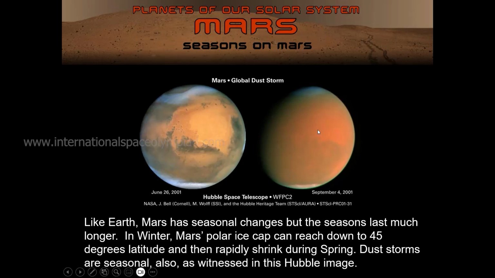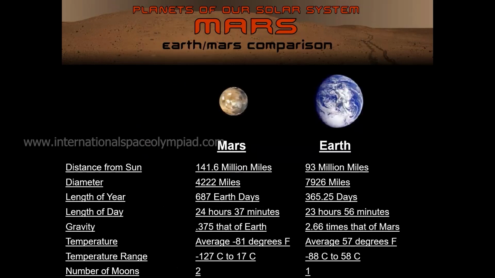Now, like Earth, Mars has seasonal changes, but the seasons last much longer. In winter, Mars' polar ice cap can reach down to 45 degrees latitude and then rapidly shrink during spring. Dust storms are seasonal also, as witnessed in this Hubble image. Now there are some of the characteristics of Mars and Earth.